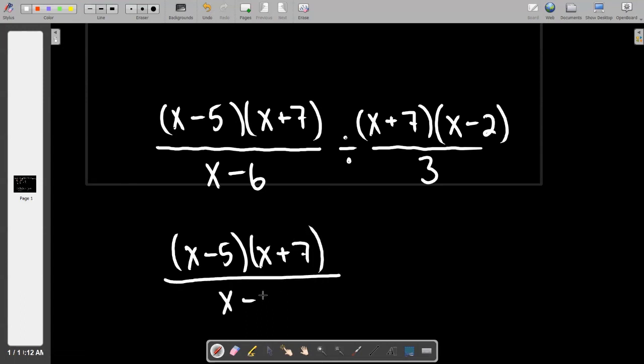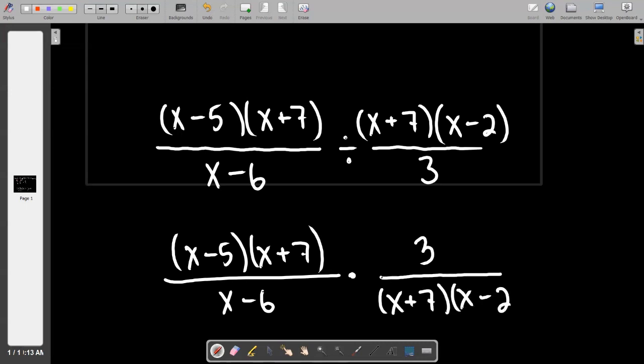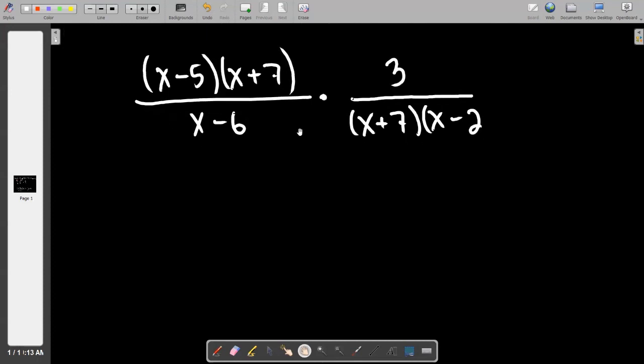over x minus 6. And then I'm going to change the problem to multiplication. And then I'm going to flip the second fraction over. So it's going to be 3 over x plus 7 times x minus 2. And you probably know exactly where I'm headed with this, but yes, just like I did with the little baby fourth grade problem, I'm going to look for parts and pieces that can reduce parts and pieces.